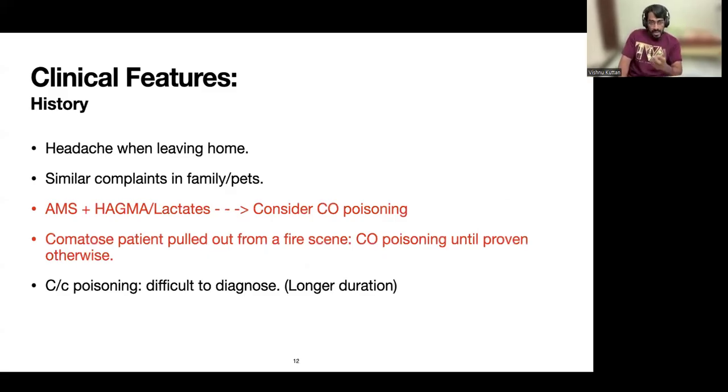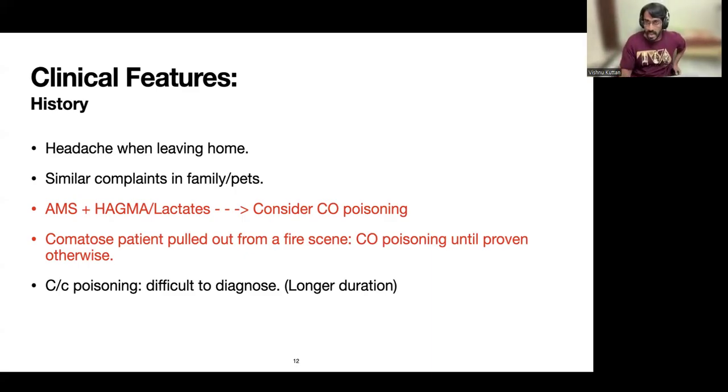And as I told you, headache when leaving home, similar complaints in families or pets. Chronic poisoning is somewhat difficult to diagnose. A comatose patient pulled out of a fire scene is carbon monoxide poisoning until proven otherwise. You should always be suspecting cyanide poisoning in the patient as well.